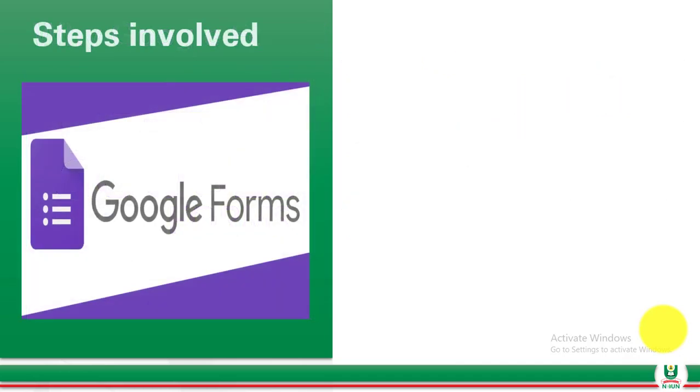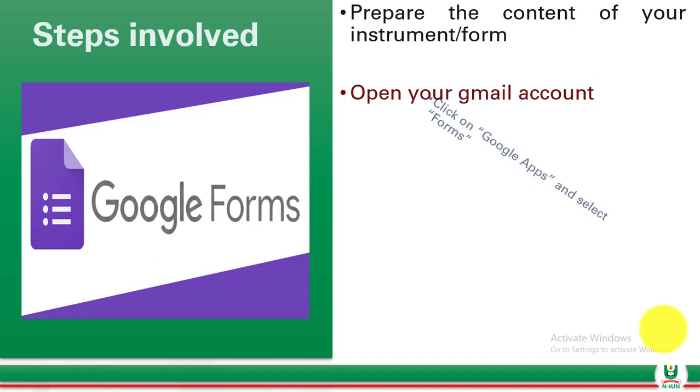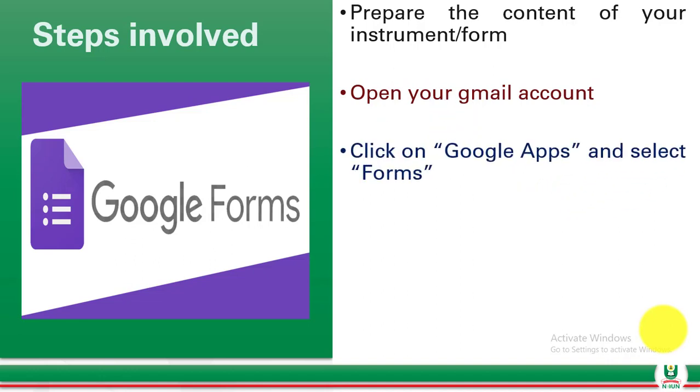Then there are steps you need to follow. Let's quickly look at the steps. Prepare the content of your instrument or form the same way you will prepare the content for your questionnaire. Probably type the content in Microsoft Word so that it can be imported to the Google Form. Then you need to open your Gmail account. One of the easiest ways to get to the Google Form site is through your Gmail account. So open your Gmail account, then you click on Google Apps and select Forms.